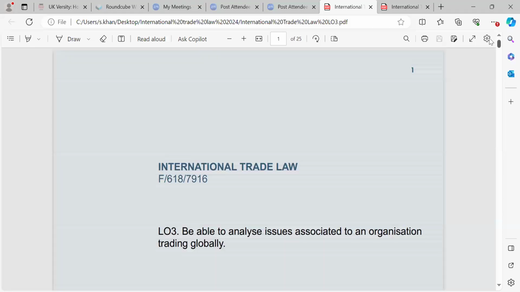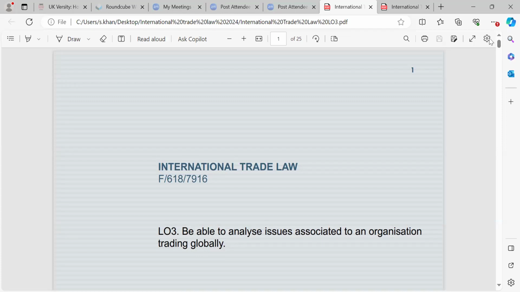So this is Learning Outcome 3. And here we'll be looking at being able to analyze issues associated with an organization trading globally.